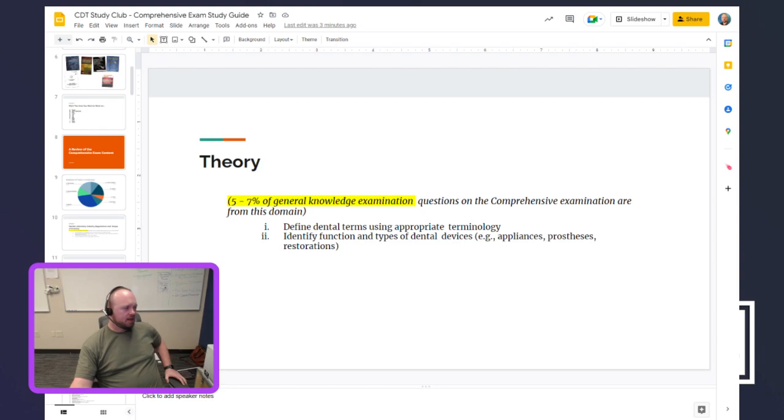Then we've got theory. If I've got time at the end, I'm going to do a little bit on the theory stuff, but that's define dental terms using appropriate terminology. So how do you define terms using terminology? And identify function and types of dental devices, appliances, prosthesis, restorations. That's a really vague statement, but I'm just going to go with it's wanting broad strokes.